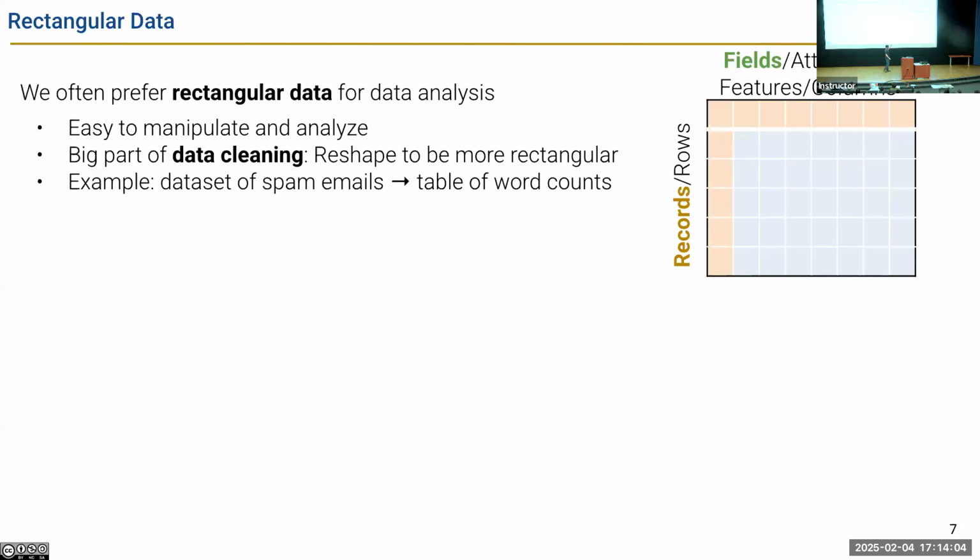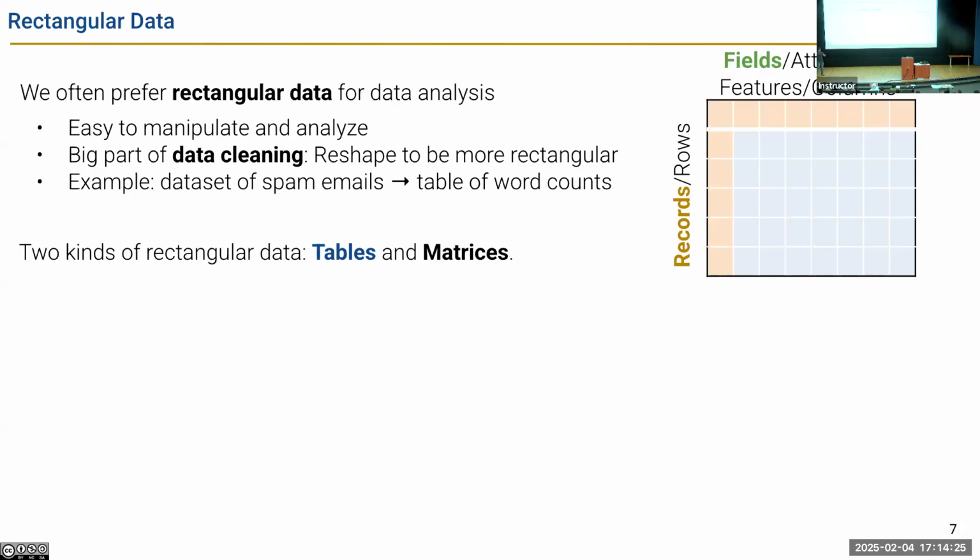So perhaps to put that in a rectangular form, you could construct a data set where each row represents one of those emails, and each of the columns represents a different word in those emails, and each of the entries represents how many times those words show up. We've rectangularized the data. Have we retained everything there is to know about that data? Not necessarily, but we've rectangularized it.